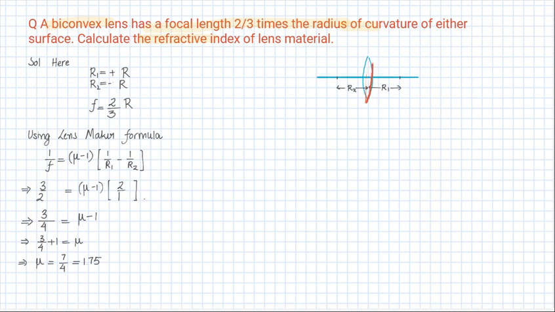So how much is the refractive index of this biconvex lens? It is 1.75. And remember, this refractive index does not have any unit. Refractive index does not have any unit. So our answer is that the refractive index of this biconvex lens is 1.75.